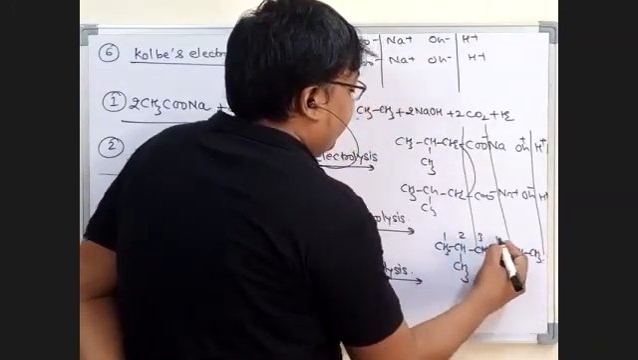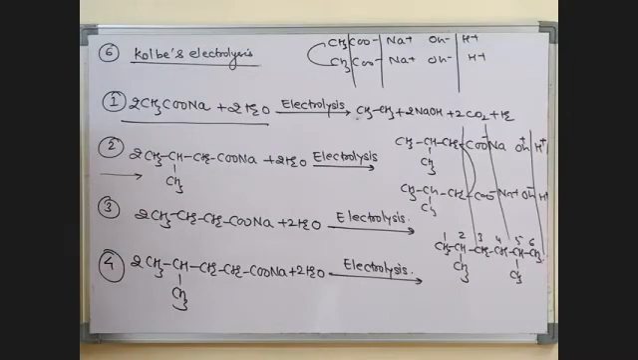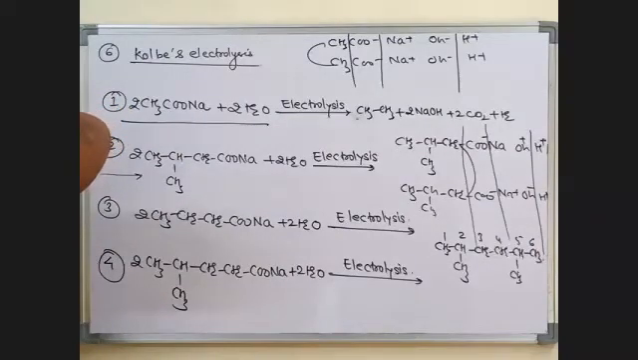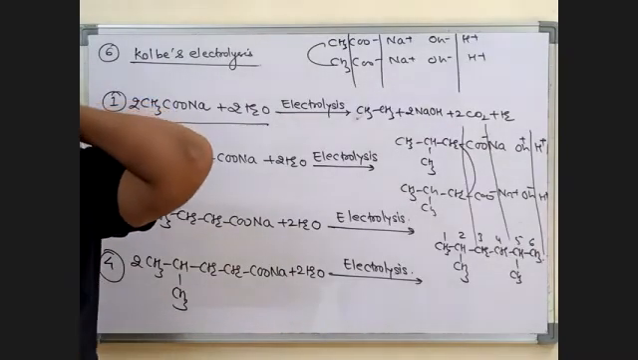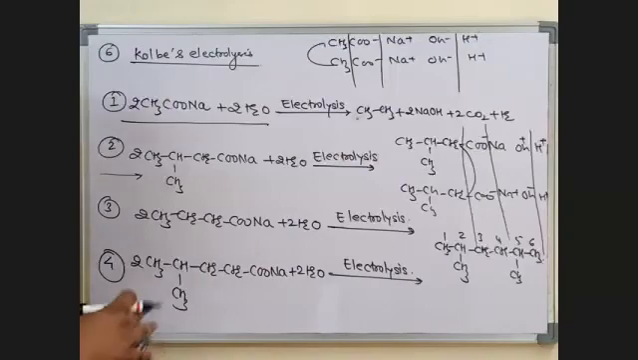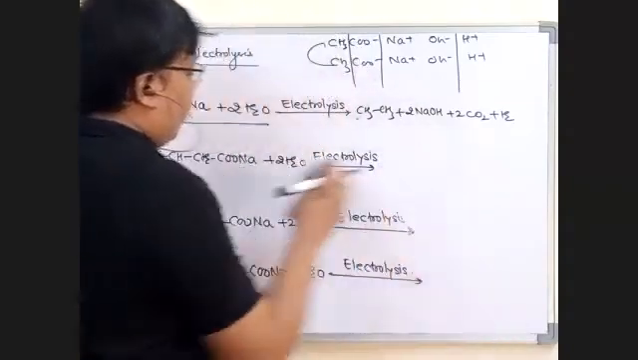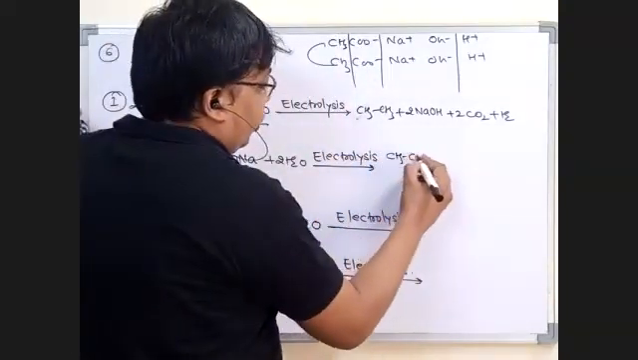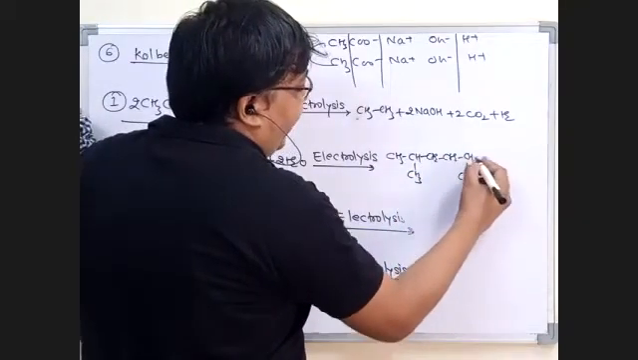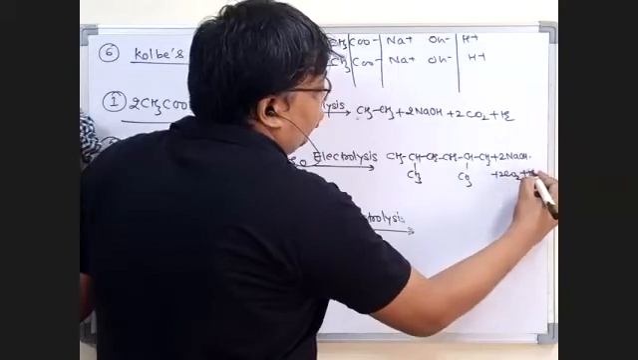Your answer will be 2,5 dimethylhexane. The byproducts will be the same: NaOH, CO2 and H2O, students. Now the answer to the second question is 2,5 dimethylhexane, along with 2 NaOH, 2 CO2 plus H2, students.